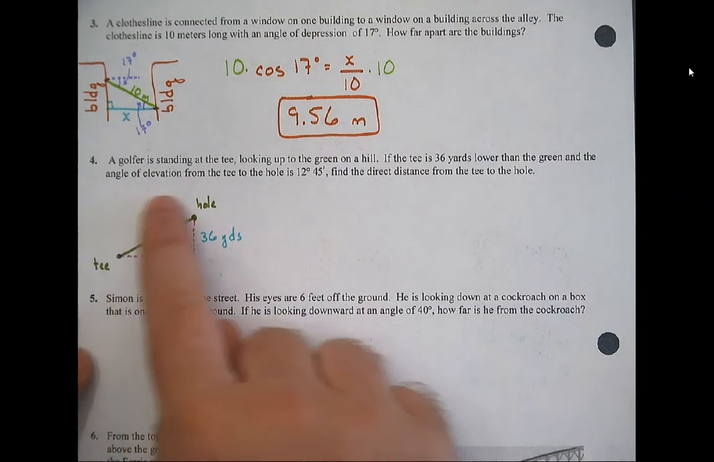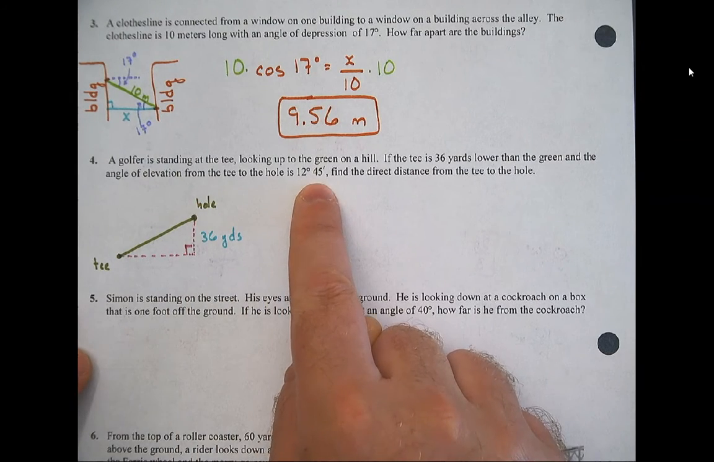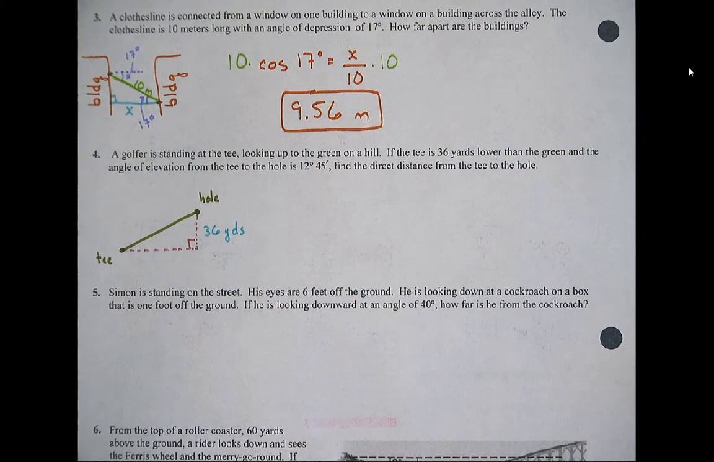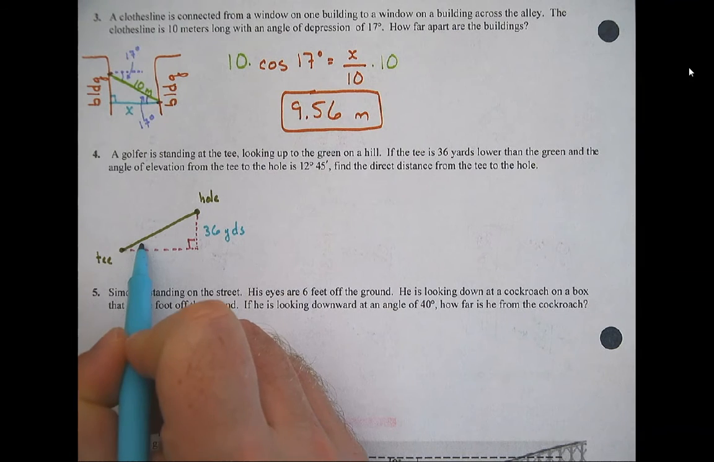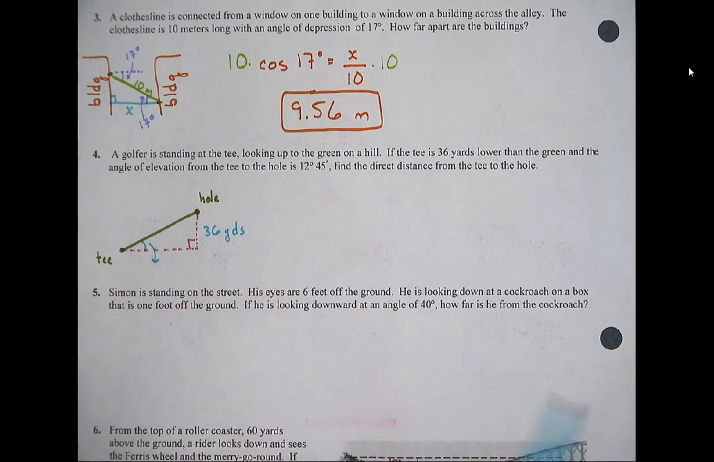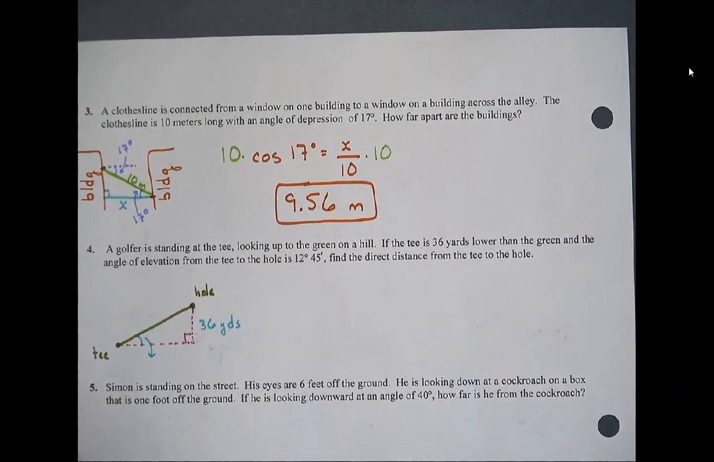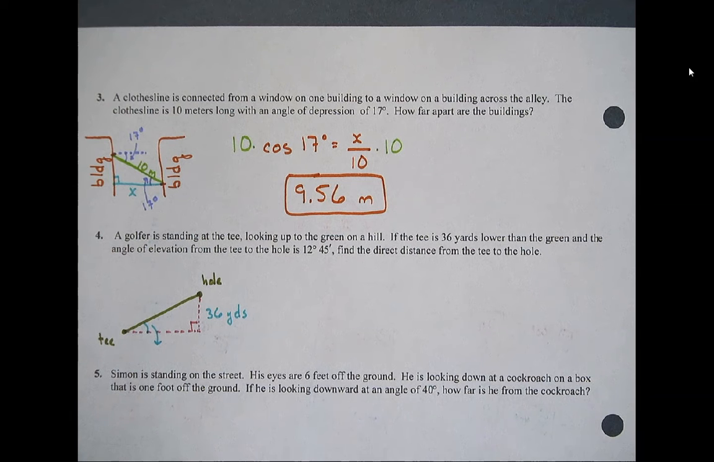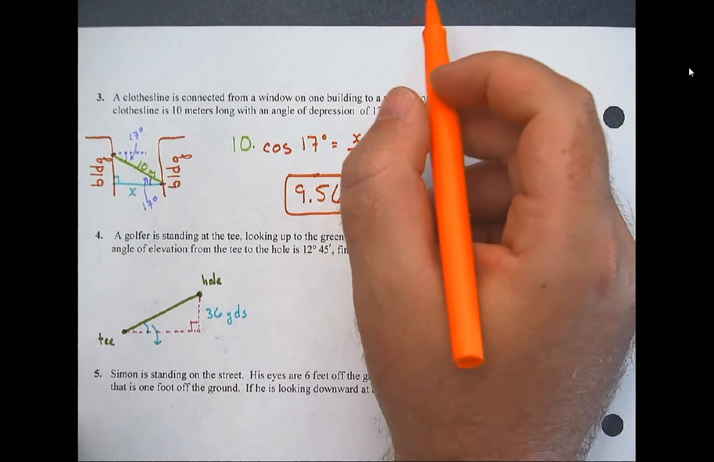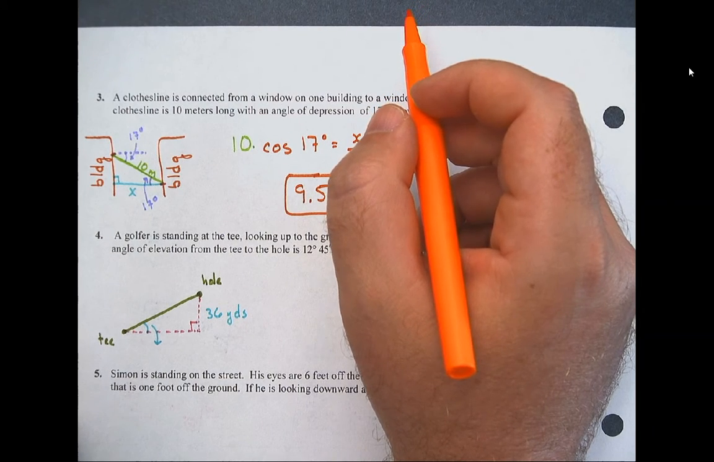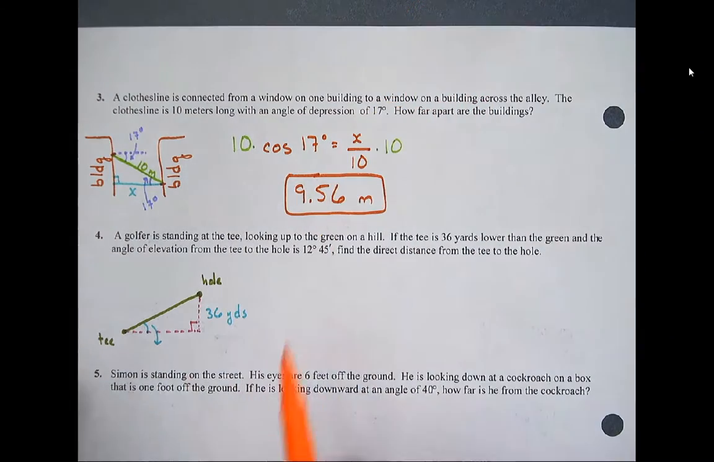And then it says the angle of elevation is 12 degrees 45 minutes. So that's this right here. The angle of elevation is how far up it goes. But I've got to talk about 12 degrees 45 minutes. The only reason I want to show this to you is just on the off chance that you get stuck seeing it again somewhere, and I don't want it to be the first time you've seen it.